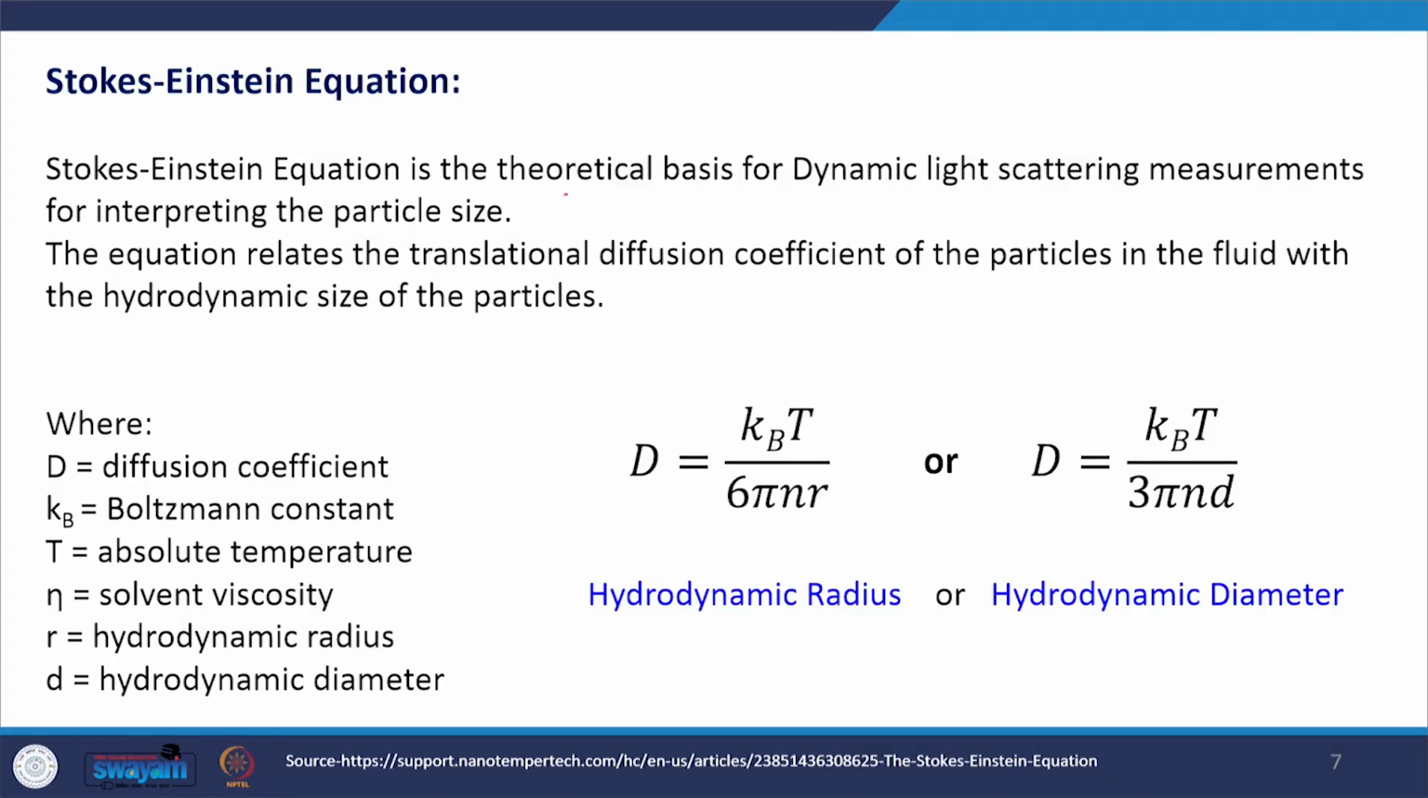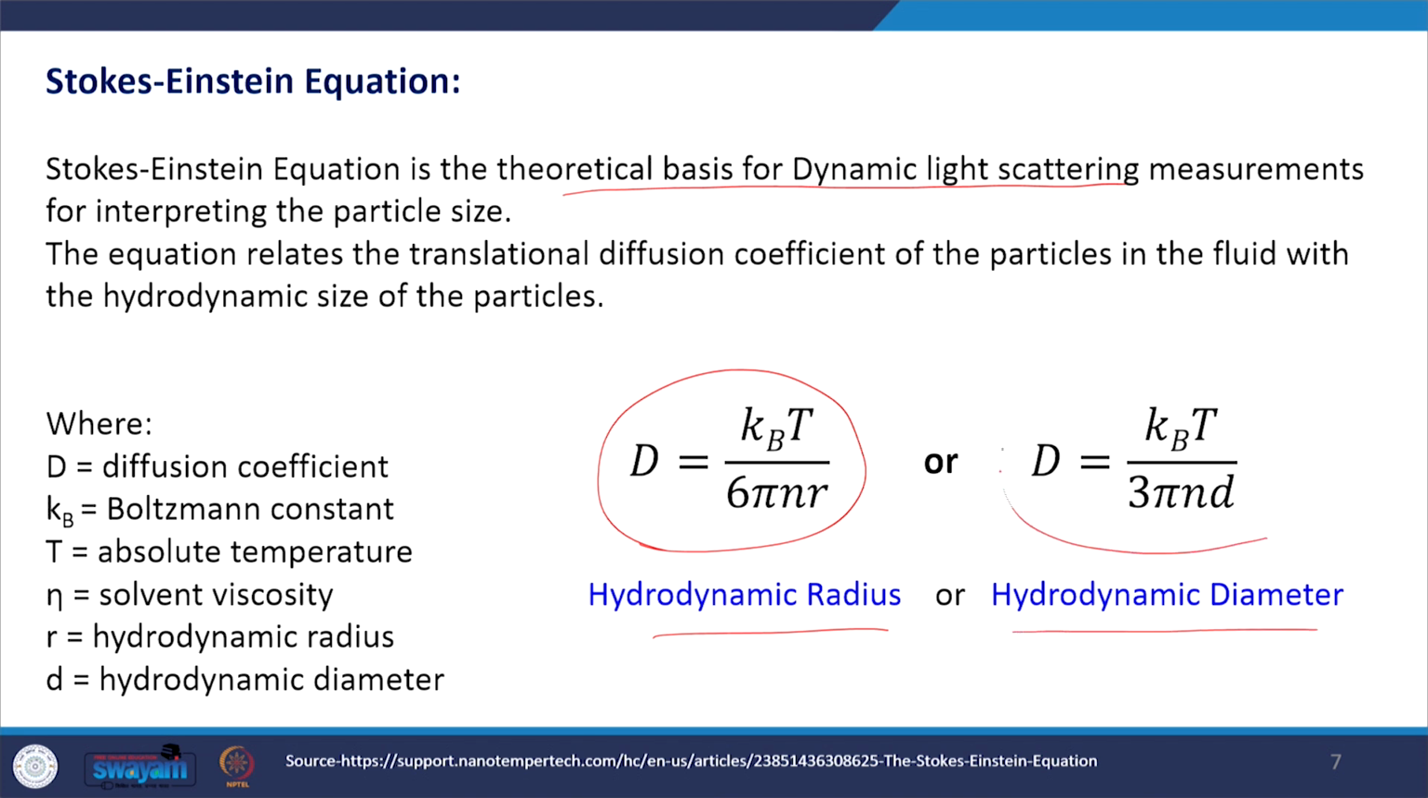The Stokes-Einstein equation is the theoretical basis for DLS measurements for interpreting the particle size. If you want to measure the hydrodynamic radius, we have to use this equation, and the hydrodynamic diameter can be analyzed by using this equation. Let us see what is hydrodynamic size in detail.